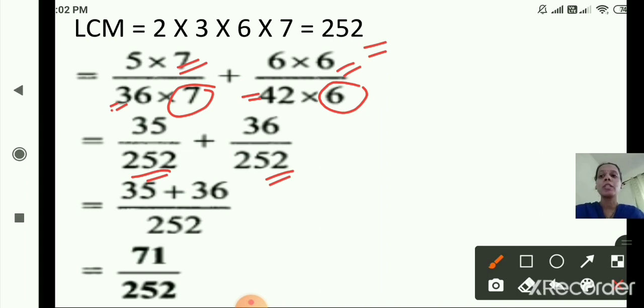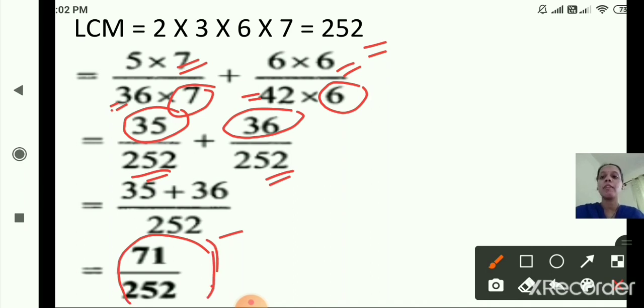Okay, now see here, the denominators are equal. So what is the next step? If the denominators are equal, we write the denominator only once and add the numerators. In the numerator we have 35 and 36. So 35 plus 36, and the denominator we write only once, that is 252. 35 plus 36 is 71, and in the denominator 252. It is not further divisible, so we will keep it like this. So this is the final answer, 71 upon 252.